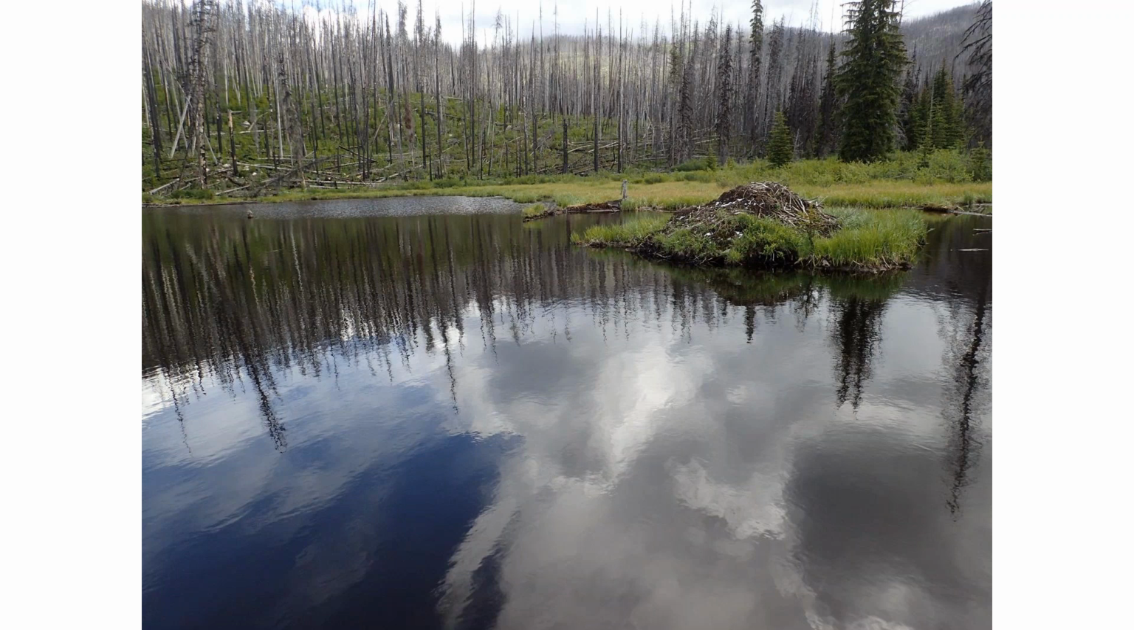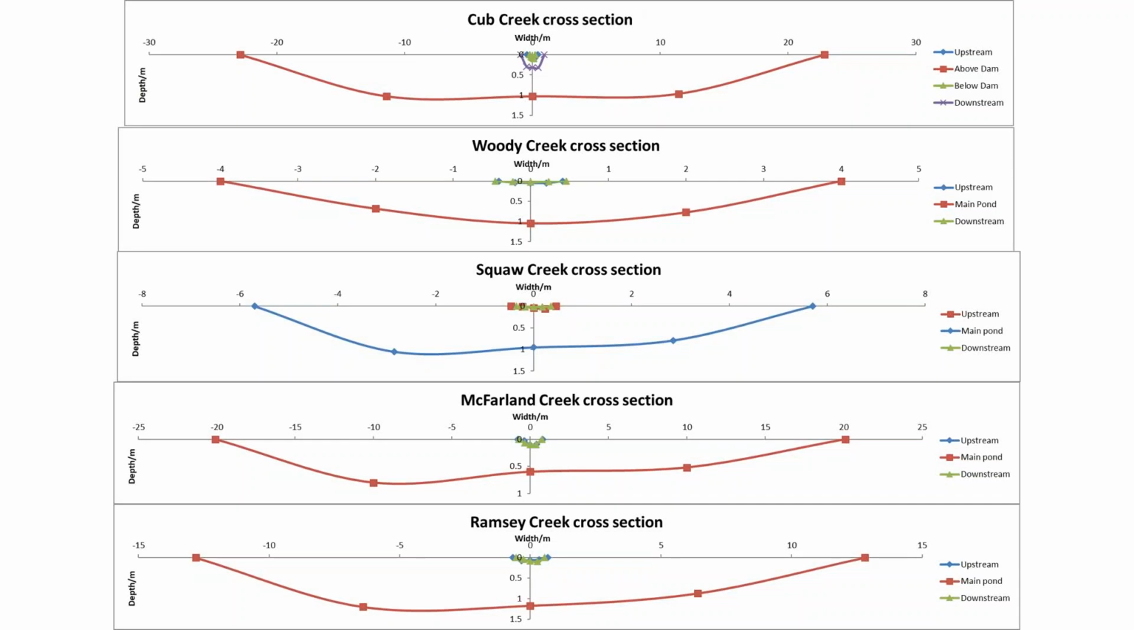I don't know how long they'll last, but this is some work done by another master's student, Izzy Tween, and Catherine Means, two students, where they were looking at pond widths and depths across different established sites. And so I'll just point out a few little things. These are just different creeks and their cross sections. Up here, I think purple is downstream of the beaver dam and pond. The green is right below the dam, and then blue is upstream.